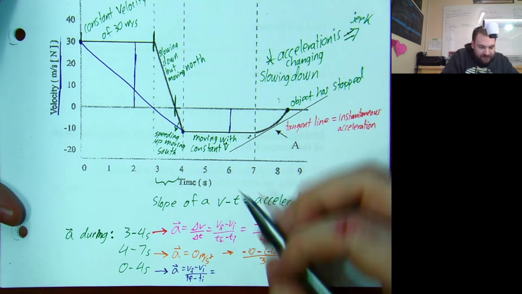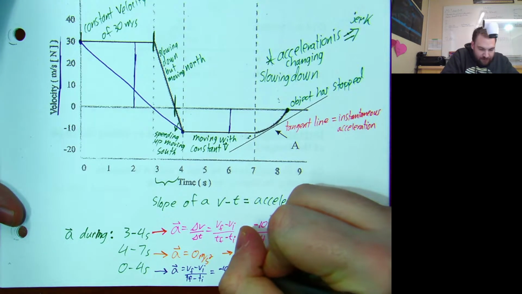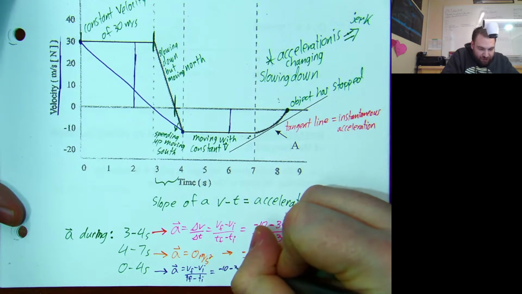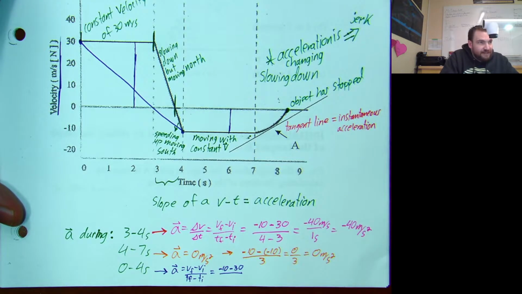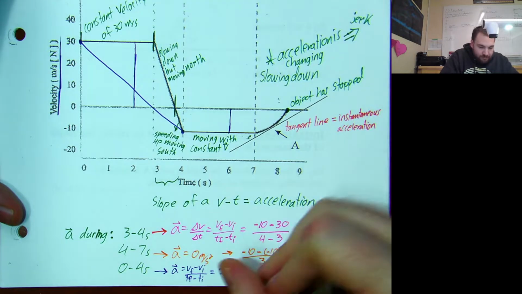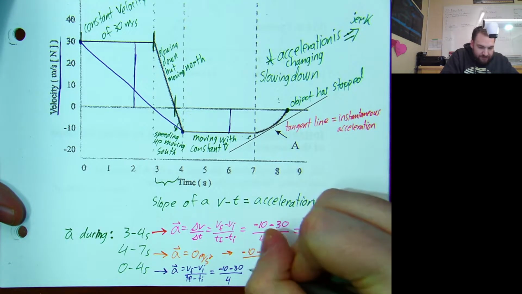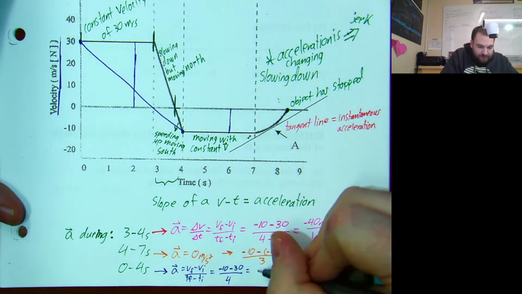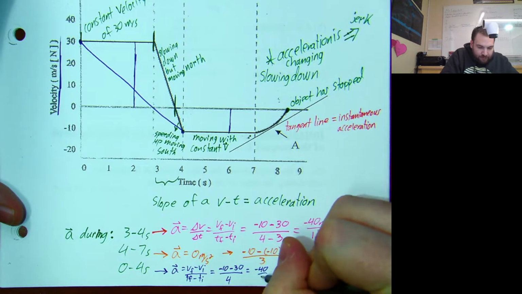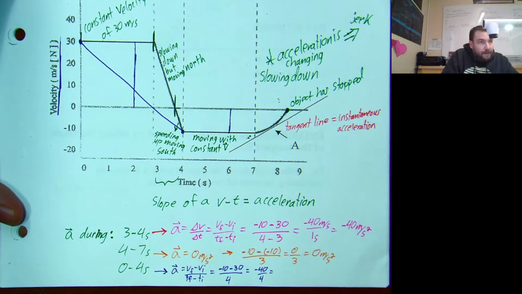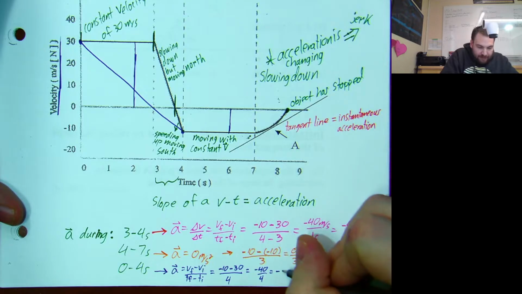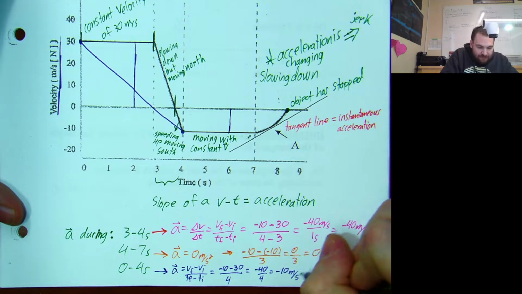So V final is -10 minus our V initial, which is 30. And how many seconds did that take? It took 4 seconds. So it's going to be -40 over 4, which is what? -10 meters per second squared.